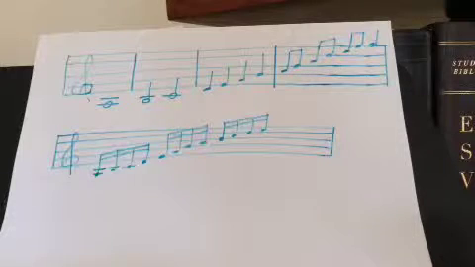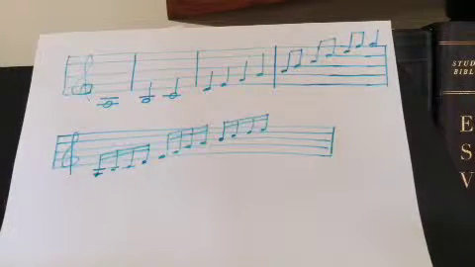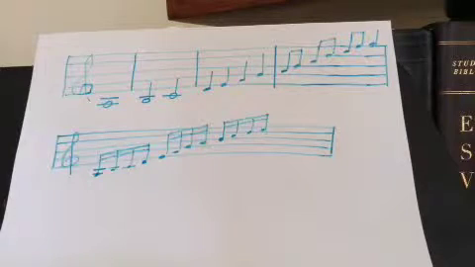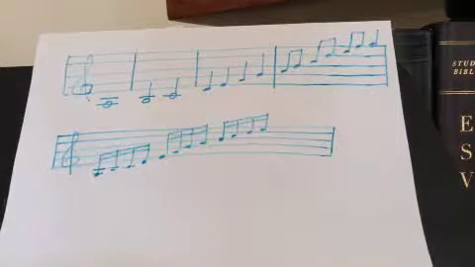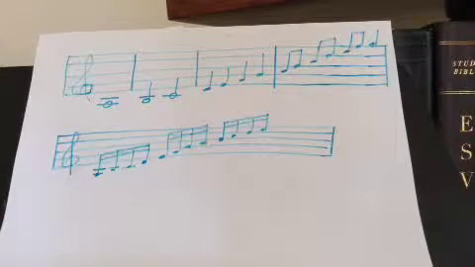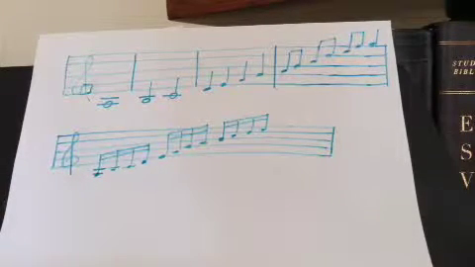A, B, C, D, E, F, G, A, B, C, D, E, F, G. Then you're going to come down here and do these. These go pretty quickly. These are 16ths. A, B, C, D, E, F, G, A, B, C, D, E. Alright? Doesn't have to be pretty.